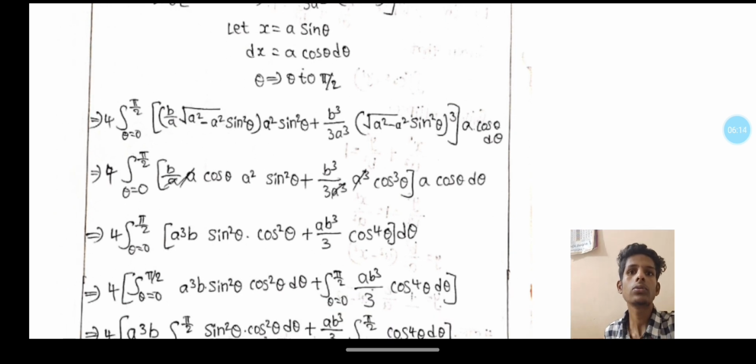Now 4 into integration of theta from 0 to pi by 2, b by a into a cos theta, plus b cube by 3a square into a cube cos cube theta, into a cos theta d theta. Now a will be cancelled. Again we have 4 integration of theta from 0 to pi by 2, a cube b sin square theta cos square theta plus ab cube by 3 into cos 4 theta d theta.